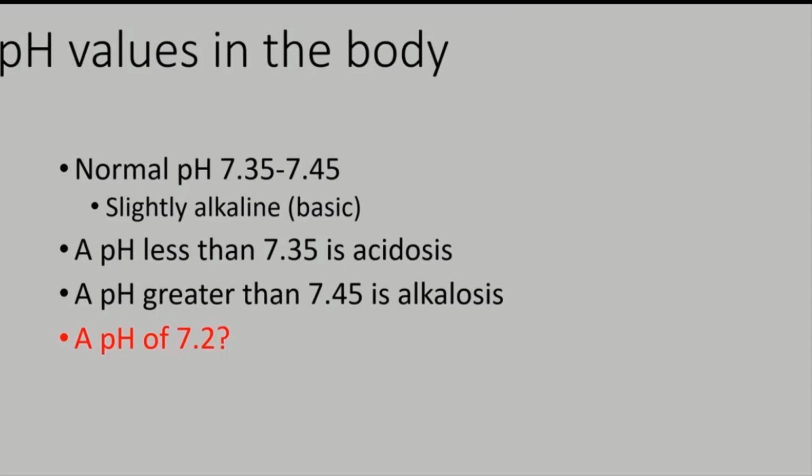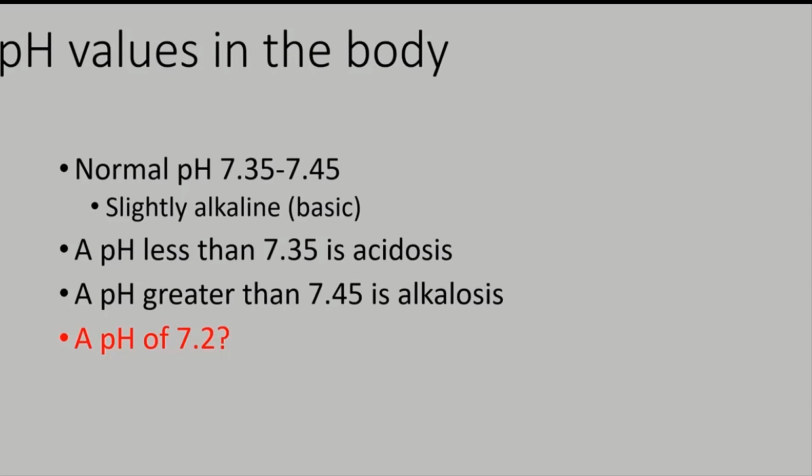Now, a pH less than 7.35 in our body is considered acidosis. That means our pH is too low. A pH greater than 7.45 is considered alkalosis. Our pH is too high.